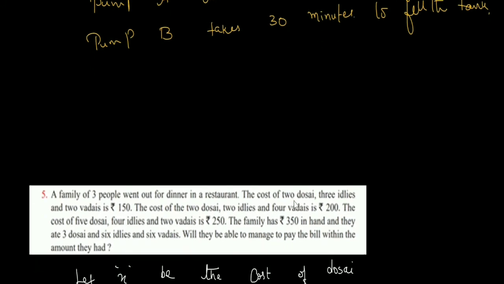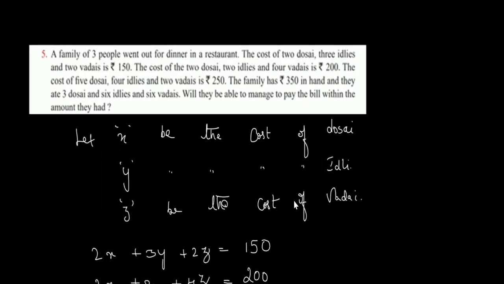Okay. Now we move on to the next question. A family of 3 people went out for dinner in a restaurant. The cost of 2 dosai, 3 idlis and 2 vadais is 150. The cost of 2 dosai, 2 idli and 4 vadai is 200. 5 dosai, 4 idlis and 2 vadais is 250. The family has 350 in hand and they ate 3 dosai, 6 idlis and 6 vadais. Will they be able to pay the bill within the amount they had?